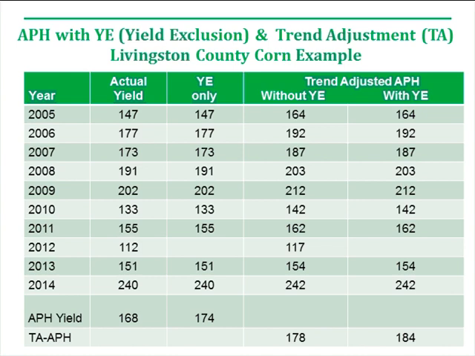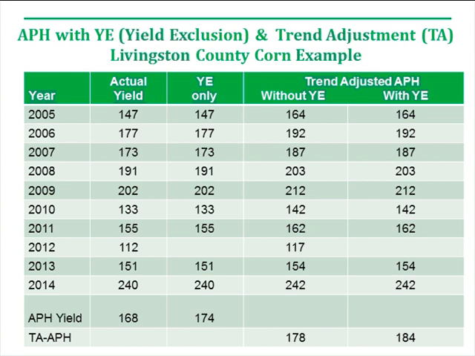If he was just interested in looking at the yield exclusion option only, and Livingston County corn 2012 is eligible for exclusion, then if I was looking at just the yield exclusion only, I would use the remaining 9 yields, and that average would be 174.